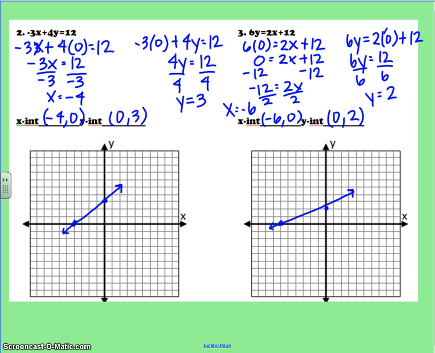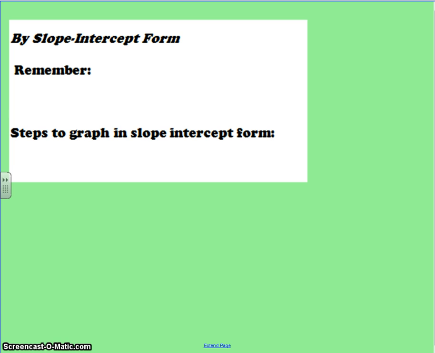Now, I don't know about all of you, but I think at least my favorite way to solve is going to be by slope-intercept form, because I think that that is the easiest. But I'm a nerd, so.